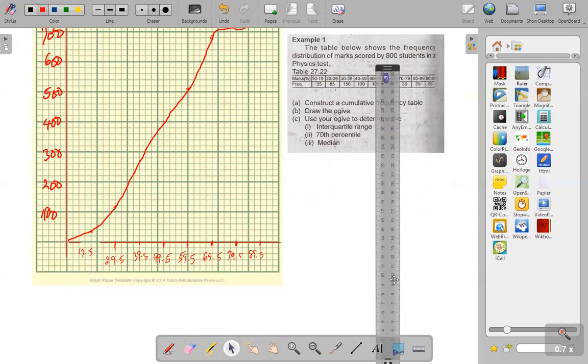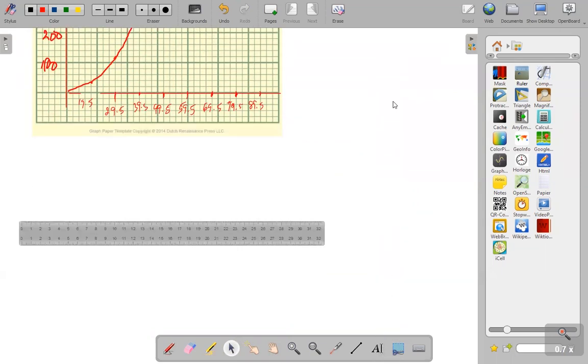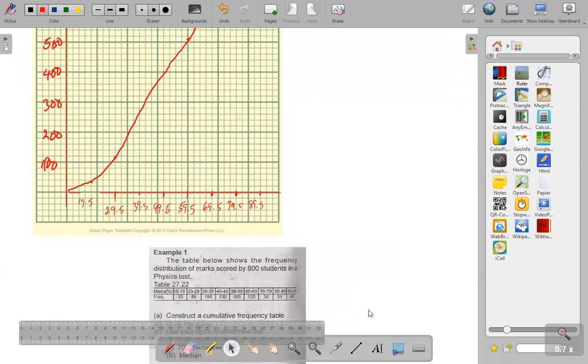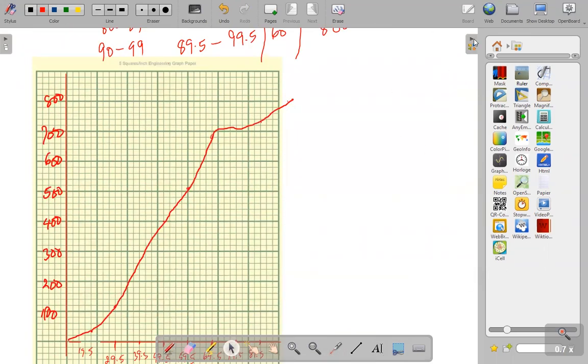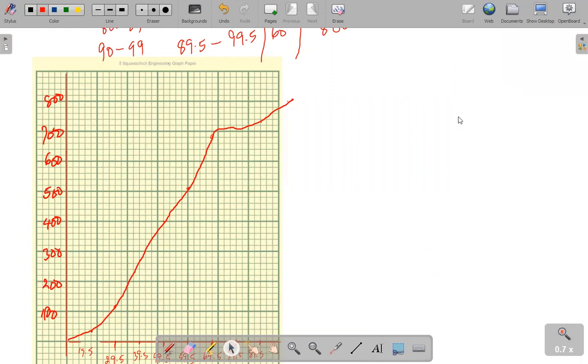The interquartile range. How do we determine interquartile range from an Ogive? Remember that interquartile range is the difference between the upper quartile and the lower quartile. So we need to determine the upper and the lower quartile from this graph. Interquartile range is Q3, the upper quartile, minus Q1, the lower quartile. Now Q3 is 75% of the score, while Q1 is 25% of the score.